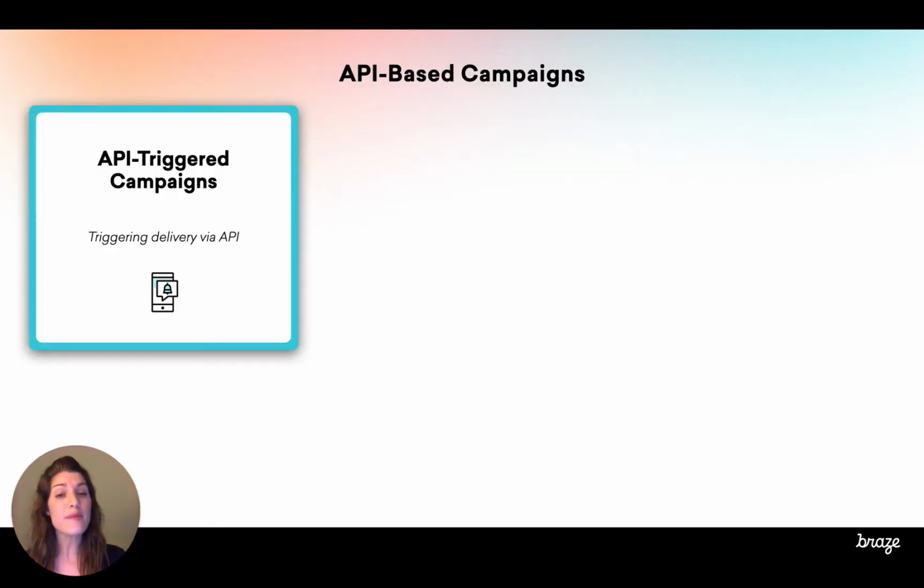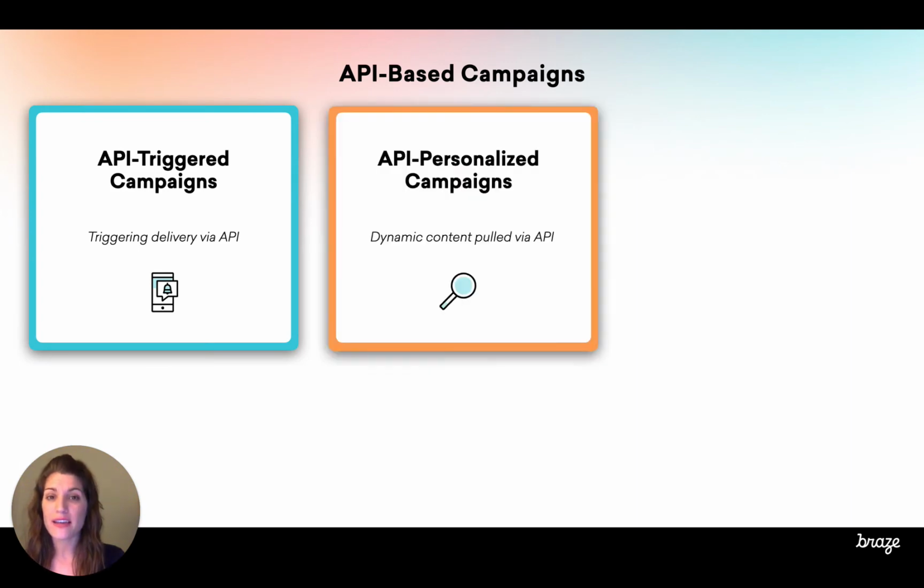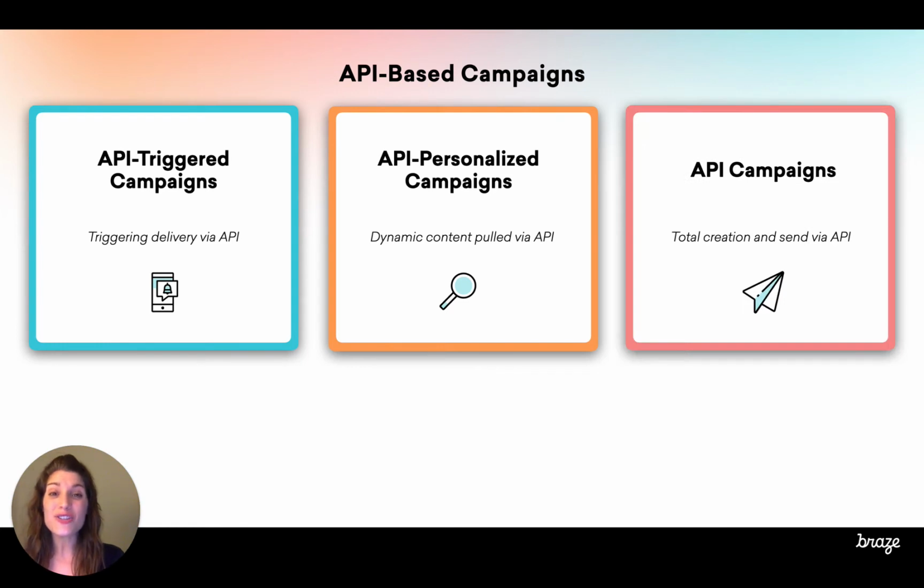And there are three main types of API-based campaigns. The first is an API-triggered campaign. The next is an API-personalized campaign. And the last is just called an API campaign. They all sound very similar, and so I can definitely understand why there might be some confusion, but they all perform very different functions.